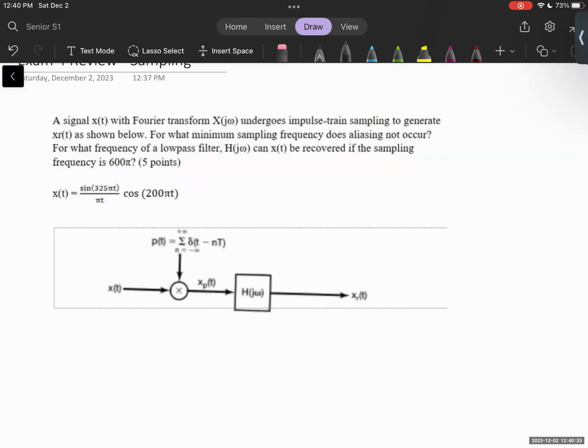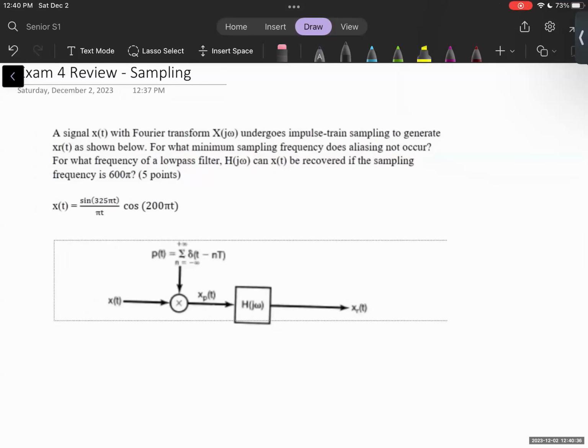All right, so we're given that a signal x of t with a Fourier transform X of j omega undergoes impulse train sampling to generate x_p of t as shown below. And we want to find the minimum sampling frequency we need to prevent aliasing. And then we want to design a low pass filter and figure out what frequency we need that low pass filter to be at so we can recover the signal if it's sampled at 600 pi.